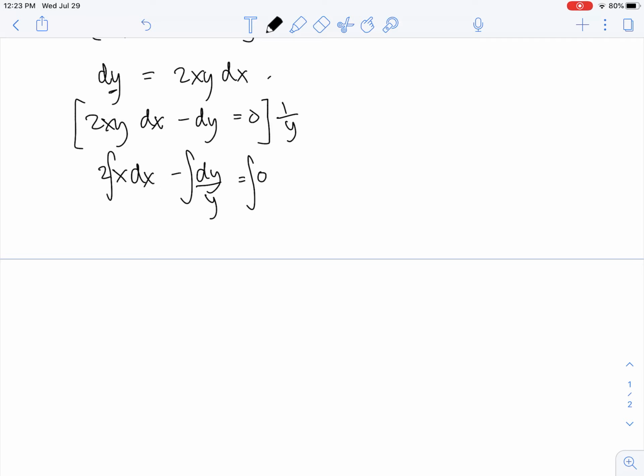So the integral of 2x dx is just 2x squared over 2. Then minus the integral of dy over y is ln y. Then the integral of 0 is just c. Simplify, it cancels. So now it becomes x squared minus ln y is equal to c.